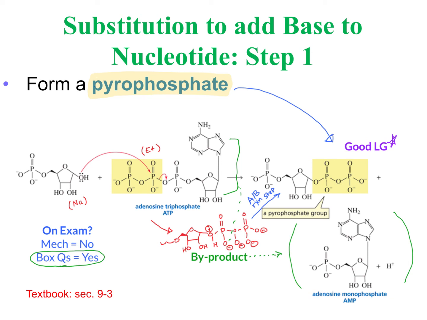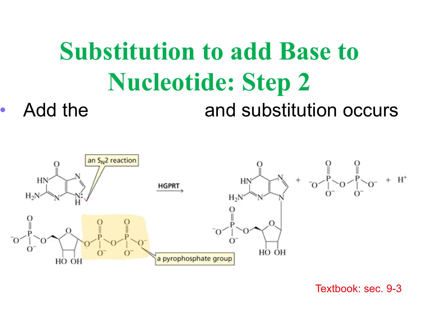So on a box question, I would have it go just from here to here using ATP. That would be the box question. Okay, so then let's see what happens once you make a pyrophosphate. What are we going to do with that? All right, so now that we've formed the pyrophosphate, we're going to go to the second step, where we're going to get our actual substitution.